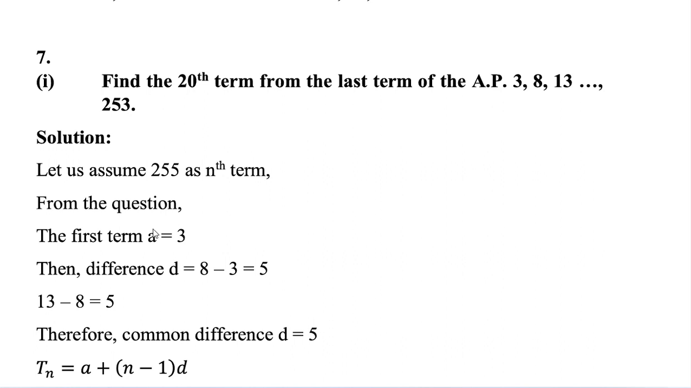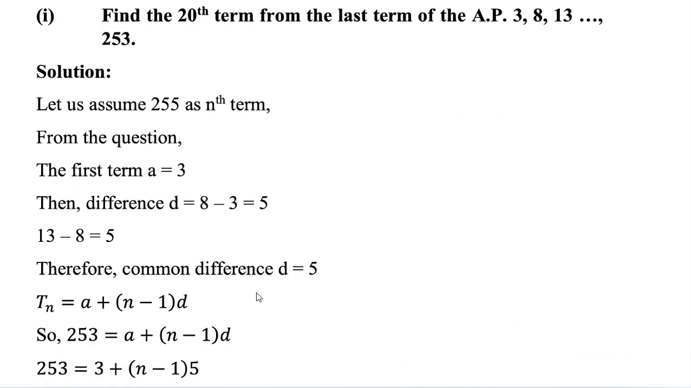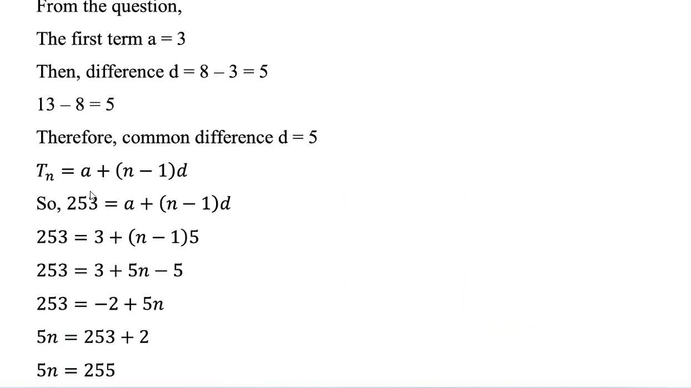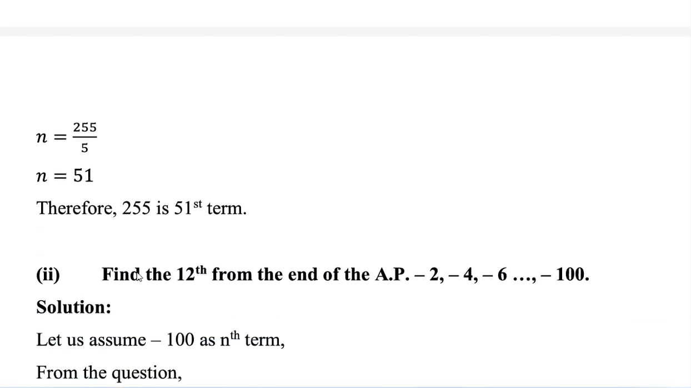So here the first term A is 3. Common difference, 8 minus 3, is equal to 5. Okay, so let's first find out which term 253 is. So Tn will be equal to 253. Put the values of A and put the values of D. After a little bit of simplification, you will get the value of n, that is 51. Therefore, 253 is the 51st term. Okay, fine.